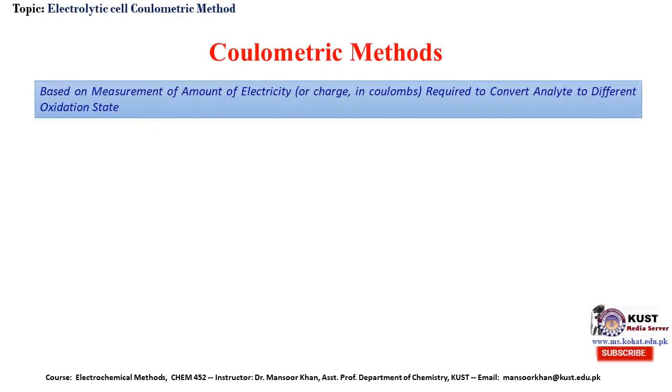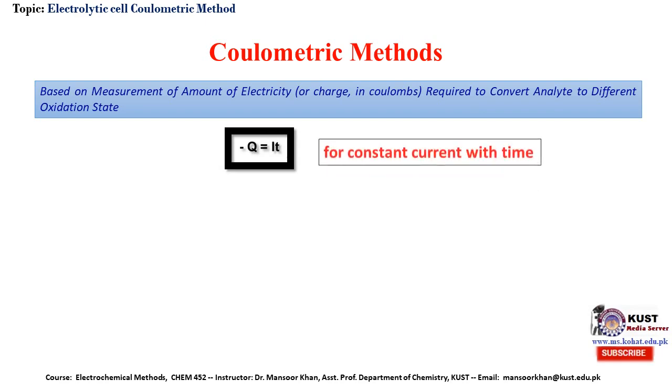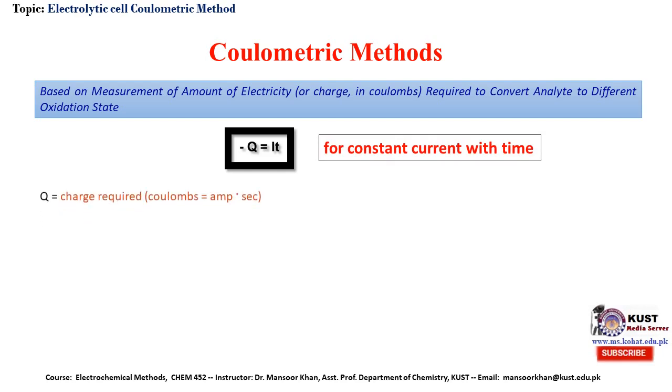Coulometric methods are based on measurement of the amount of electricity or charge in coulombs required to convert an analyte to a different oxidation state. This is another explanation of the coulometric method. This is the equation which is the base for the coulometric method: Q is equal to I times T for constant current with time, where Q is the charge required, I is the current in amperes, and T is time in seconds.